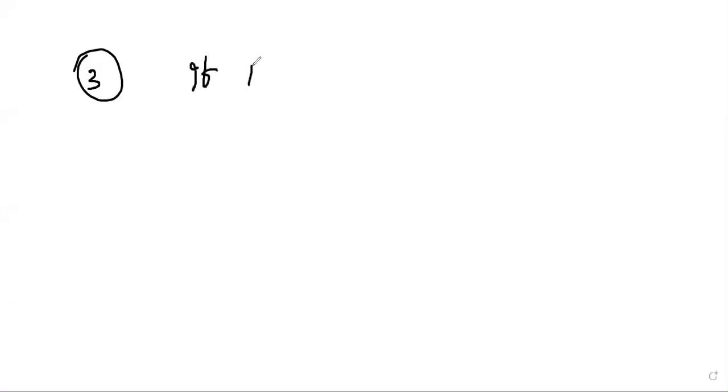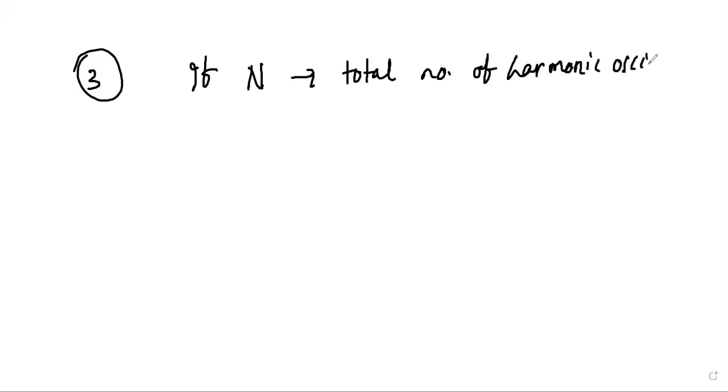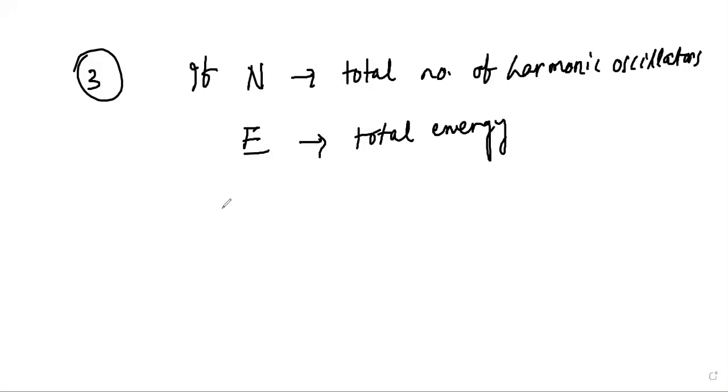If capital N is the total number of harmonic oscillators, and capital E, suppose, is the total energy of all these harmonic oscillators, and if you want to find the average energy, the energy per oscillator, then we can write it as the total energy capital E divided by N.